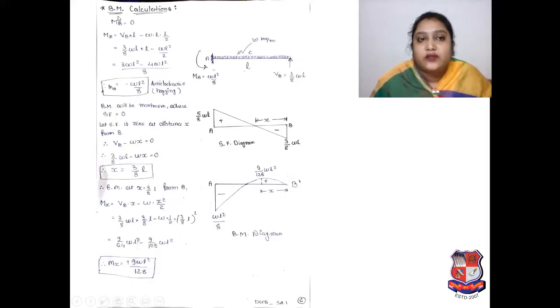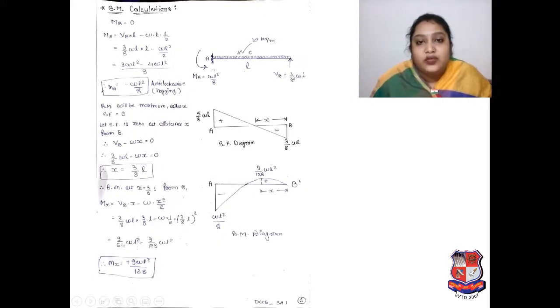So at first we will do the moment calculations. Moment at B is equal to 0. Why? I already told you, if a simple support or roller support is there, then over there the moment will be 0. So moment at B is equal to 0. Now moment at A is equal to VB into L minus W into L by 2, because it is UDL.